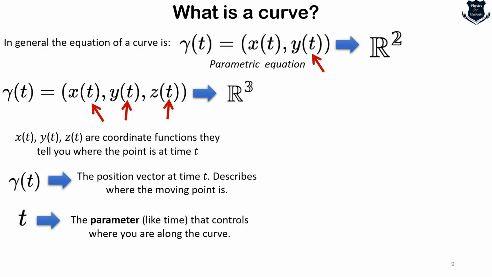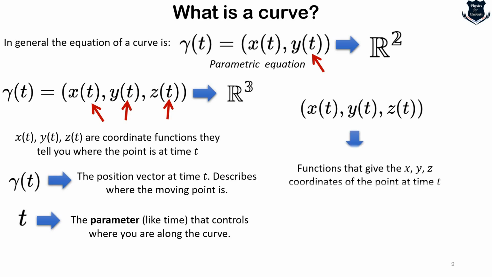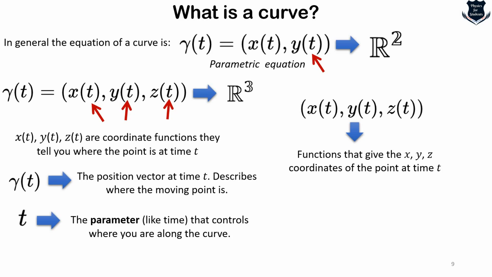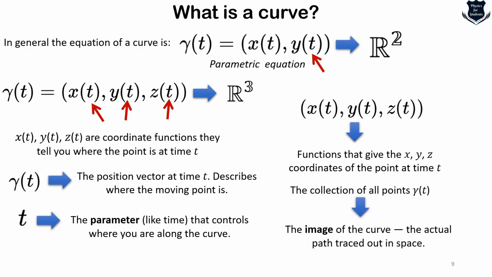Next, we go to this t. We know that this is basically the parameter. For simplicity, let us understand it is time, and it controls where you are along the curve. These functions x(t), y(t) and z(t) are the coordinates of a point at that time, and the collection of all points gamma of t is the path which is traced out in space, which is what you see. It can be a straight line, a circle or a parabola depending upon the equation.